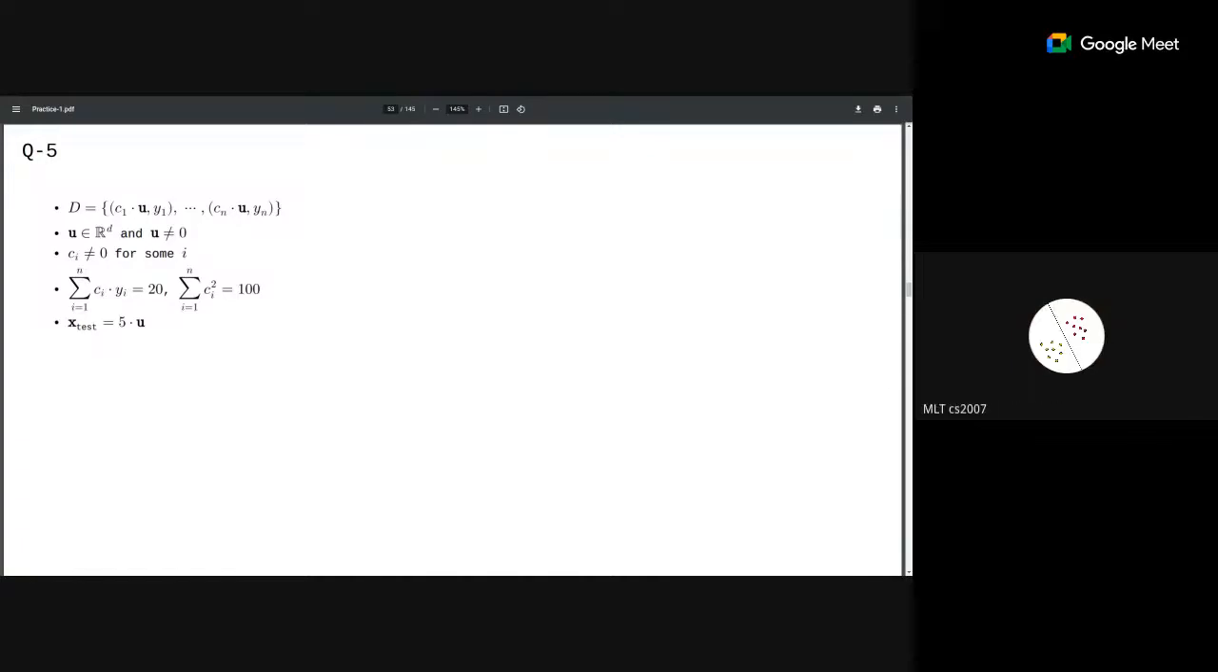Right. So did everyone get the question now? It's just regression, plain old regression, but the data points that are given to you have a structure, a nice structure there.